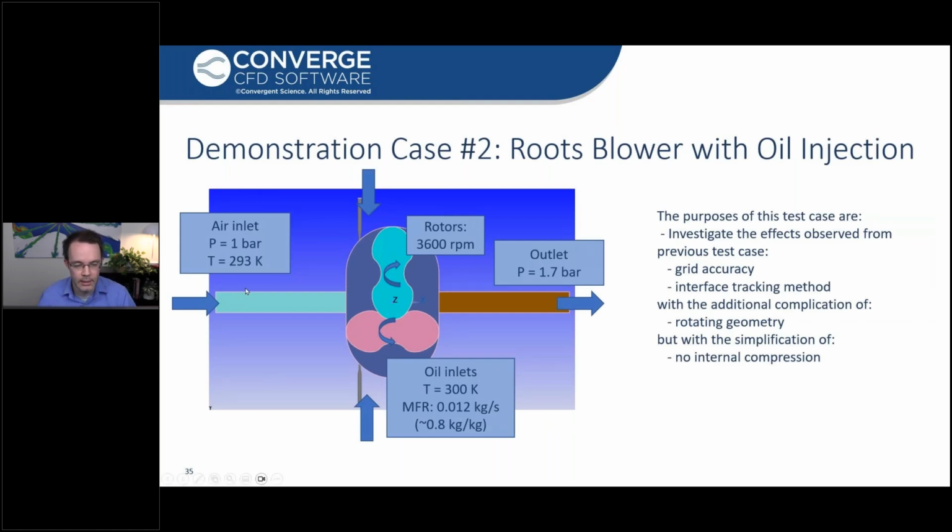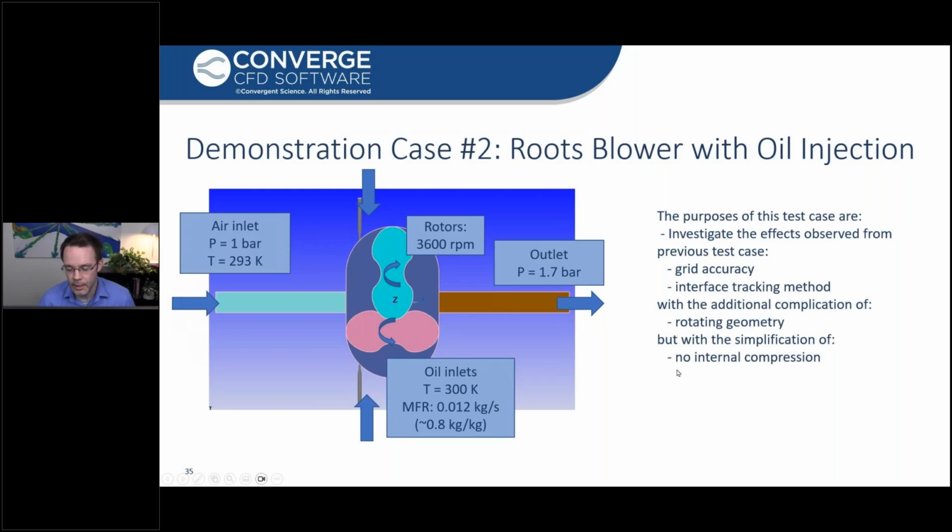We'll have an air inlet at a low pressure, two counter-rotating rotors, which form pockets that carry the fluid up to the outlet, which is at a higher pressure. Meanwhile, there's two injection locations for the oil at a specified mass flow rate in order to achieve about 80% of the mass injected by oil, which is a pretty representative value for these types of cases.